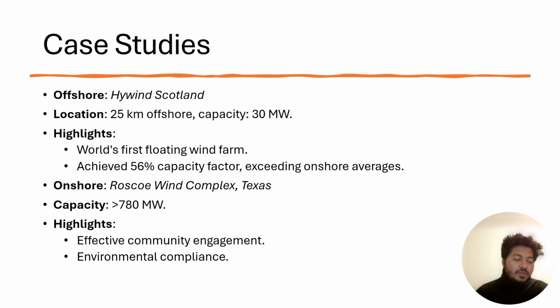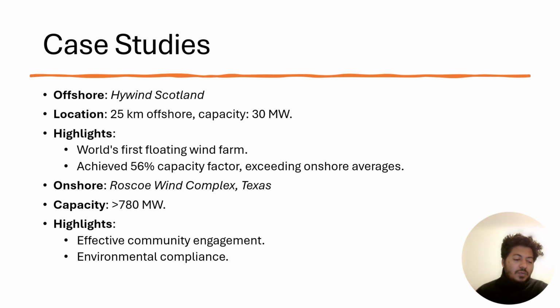Let's discuss some case studies. Hywind Scotland. The floating turbines showcase the world's first floating wind farm. Located 25 km offshore, it has a capacity of 30 megawatts and achieved a remarkable 56% capacity factor in the first year. The accompanying performance graph emphasizes how this capacity factor far exceeds the typical onshore average of 30 to 40%.